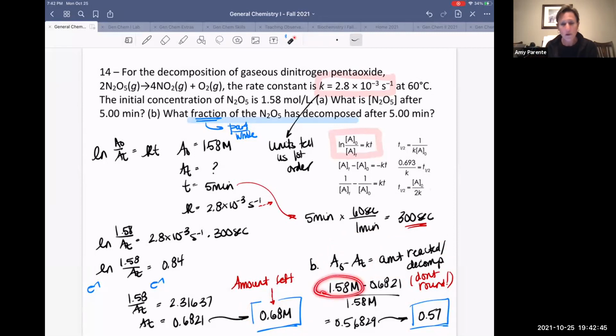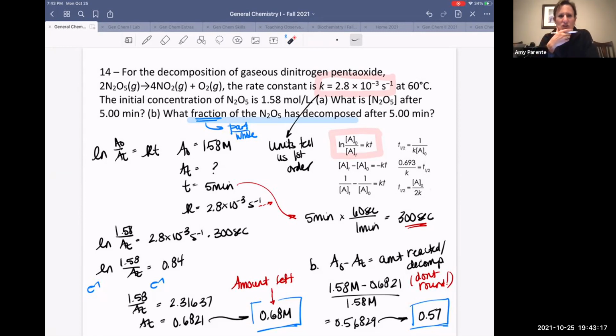So I'm going to take the 1.58 molar that I started with, and I'm going to subtract the 0.68 molar that I have left. That's going to give me the amount that's reacted or decomposed. And then I'm going to put that over what I started with. And it'll tell me that 0.57 is the fraction that's decomposed. The problem might ask what percent has decomposed, and that way you'd say 57%. Okay, so not too much calculation to do with that part.